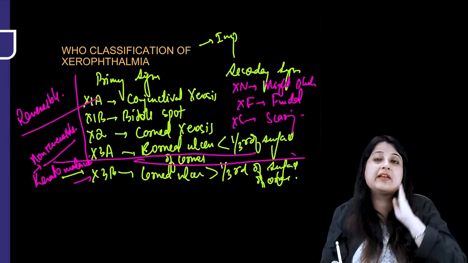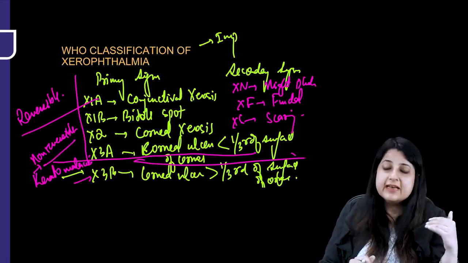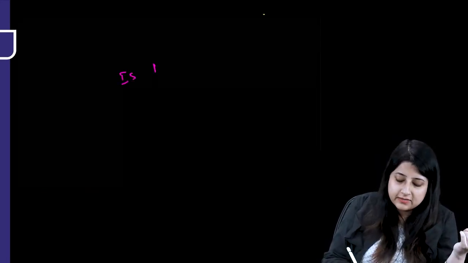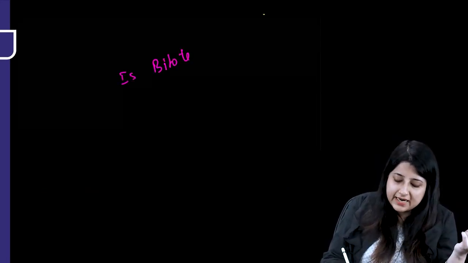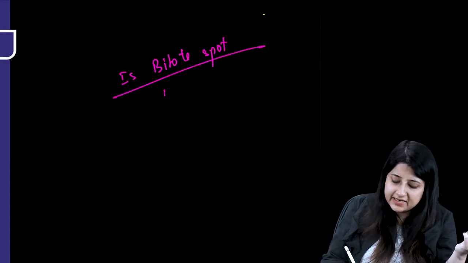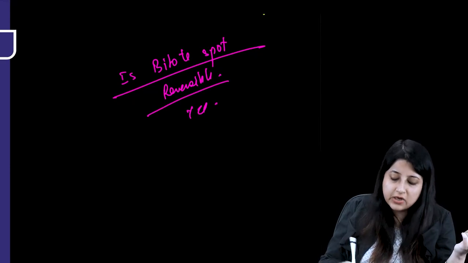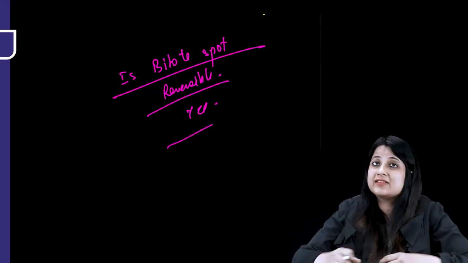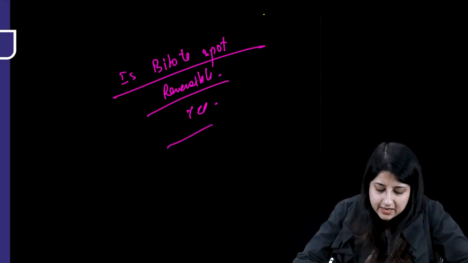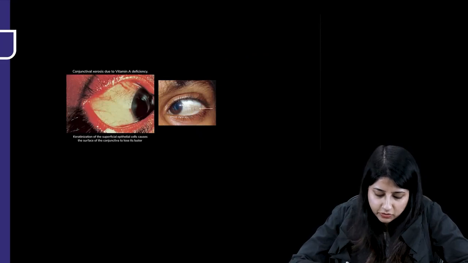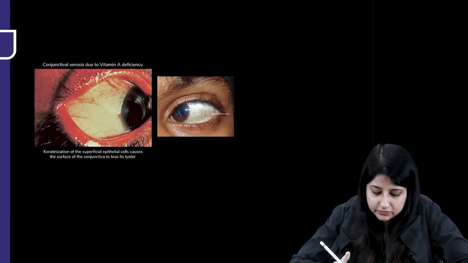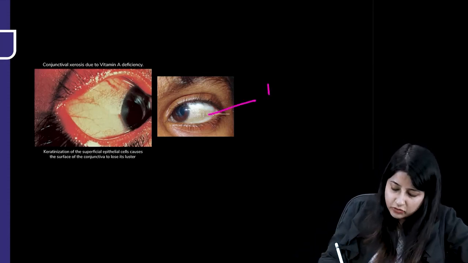So this is a very, very important WHO classification. They ask you, is Bitot's spot reversible in vitamin A deficiency? The answer to this is yes, Bitot's spot is reversible. So remember, till X3A it is reversible. Now here you can see two very important things. This is conjunctival xerosis, X1A, and this one over here is the Bitot's spot.